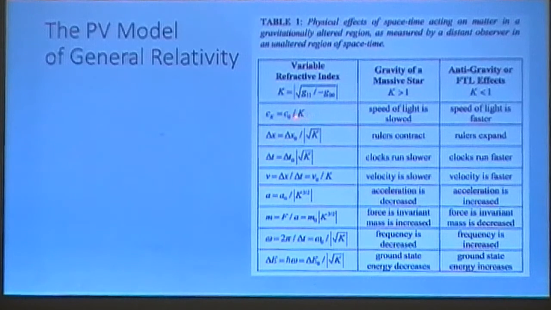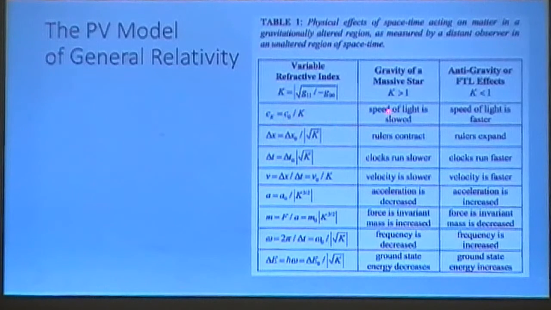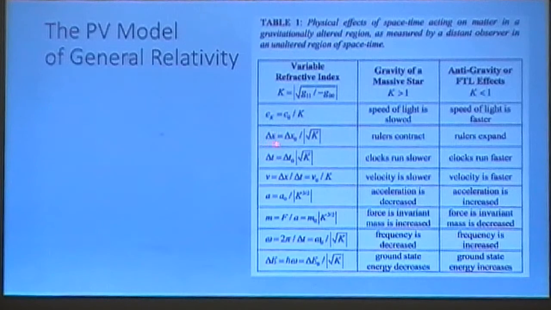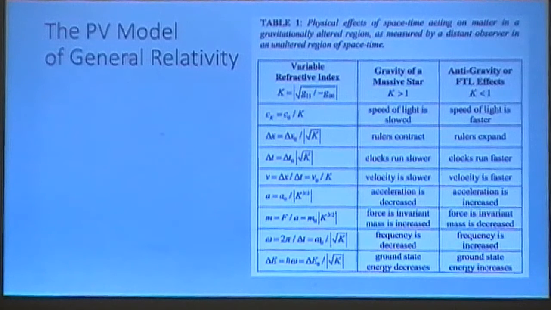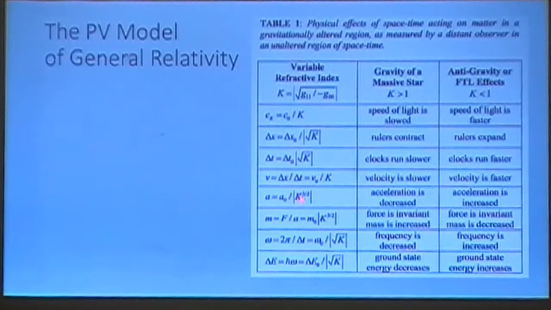So just going down the list quickly, the coordinate speed of light, C naught over K, the speed of light is slowed in a gravitational field. A length scale is contracted, gravitational length contraction. Time is dilated, clocks run slower. Velocity is slowed, just like the speed of light, velocity scales the same way. Acceleration scales as the refractive index to the 3/2 in the denominator.